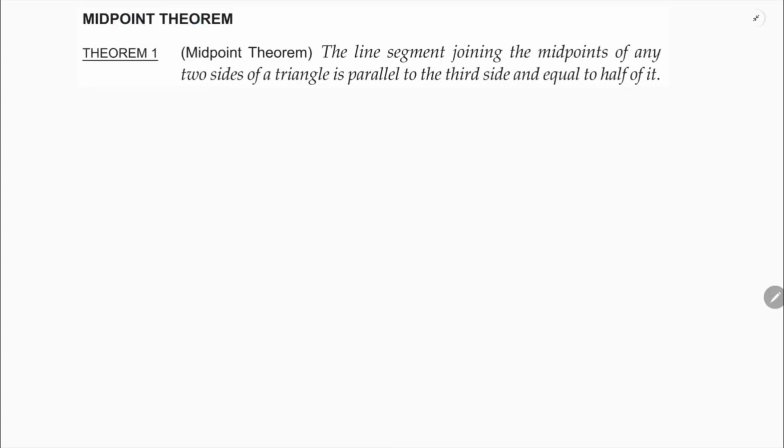Midpoint theorem. The line segment joining the midpoints of any two sides of a triangle is parallel to the third side and equal to half of it. Now see here, a line in a triangle.